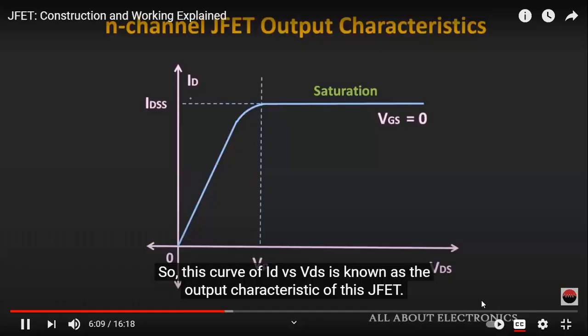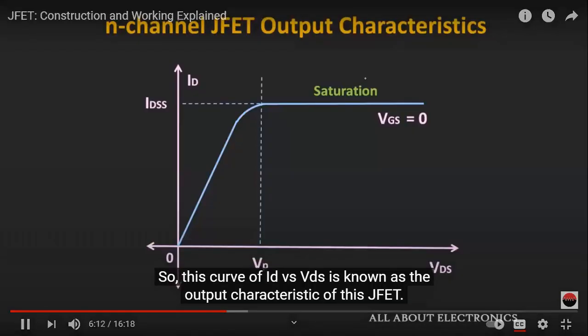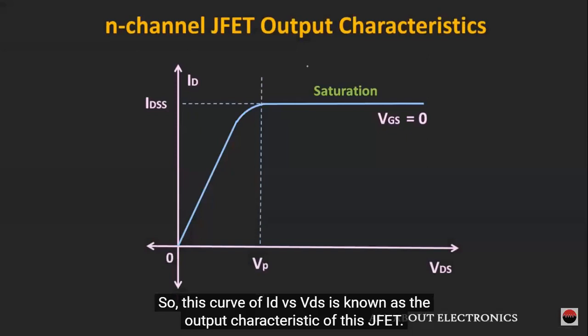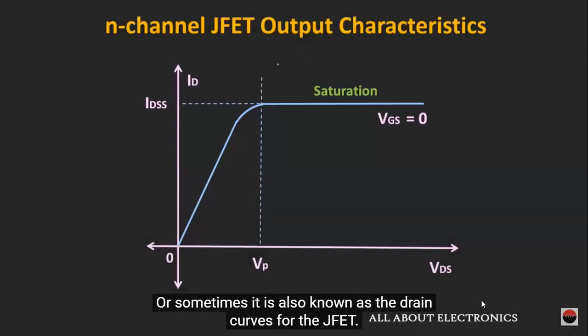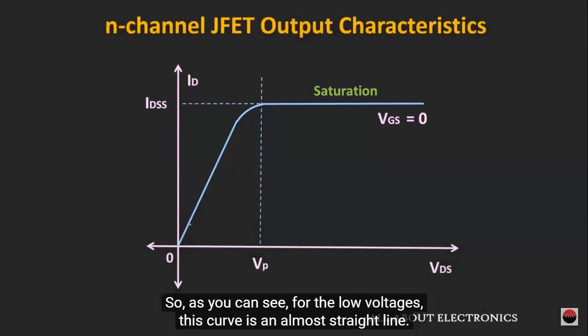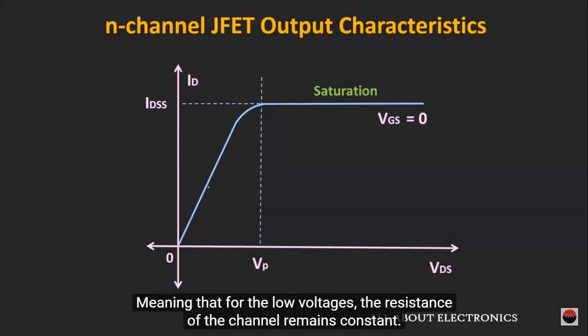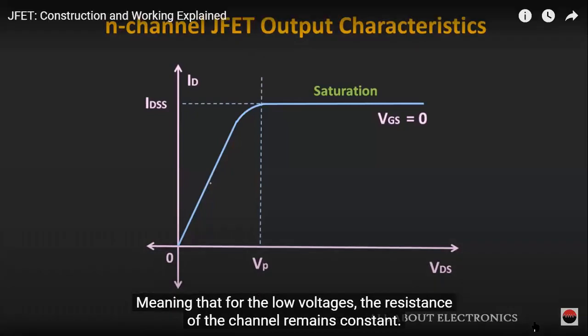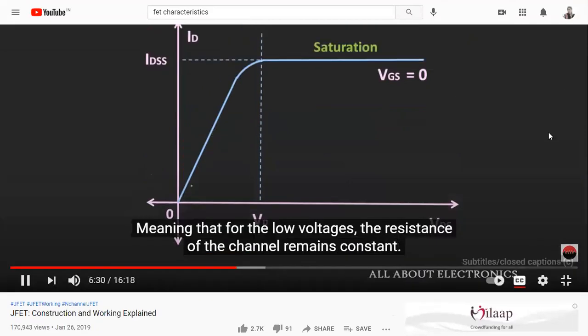This curve of ID versus VDS is known as the output characteristic of this JFET, or sometimes it is also known as the drain curves for the JFET. So as you can see, for the low voltages, this curve is almost a straight line, meaning that for the low voltages, the resistance of the channel remains constant.